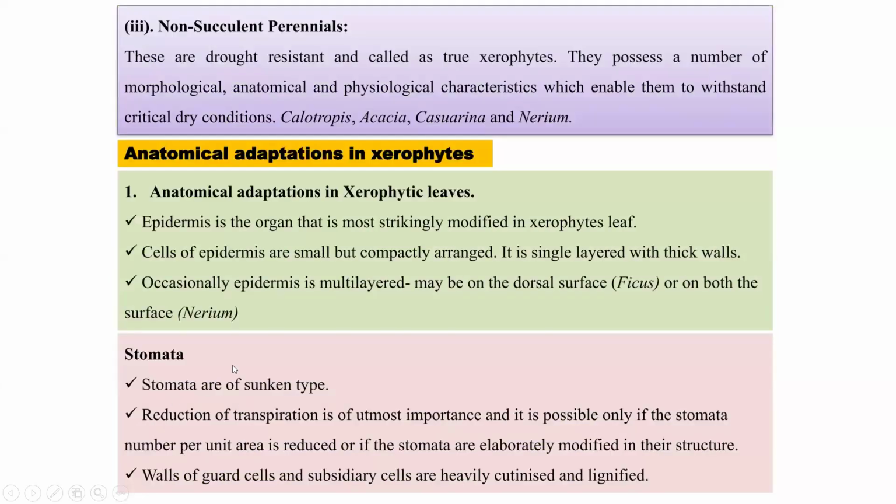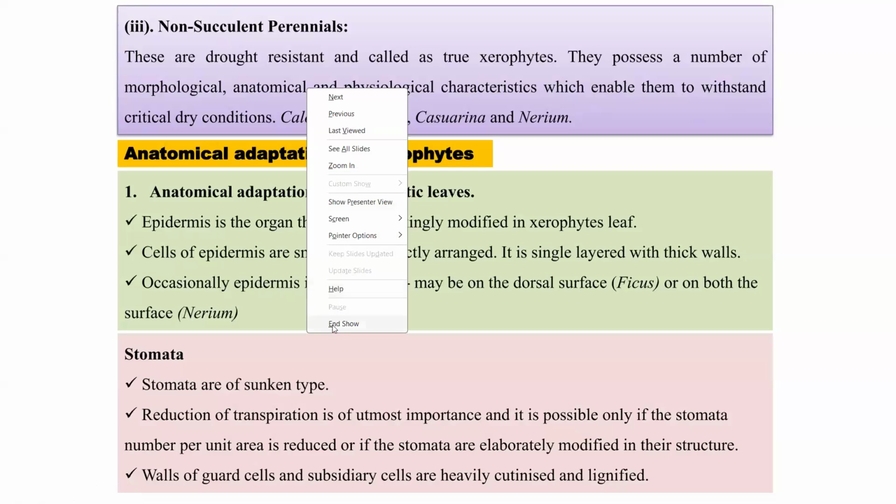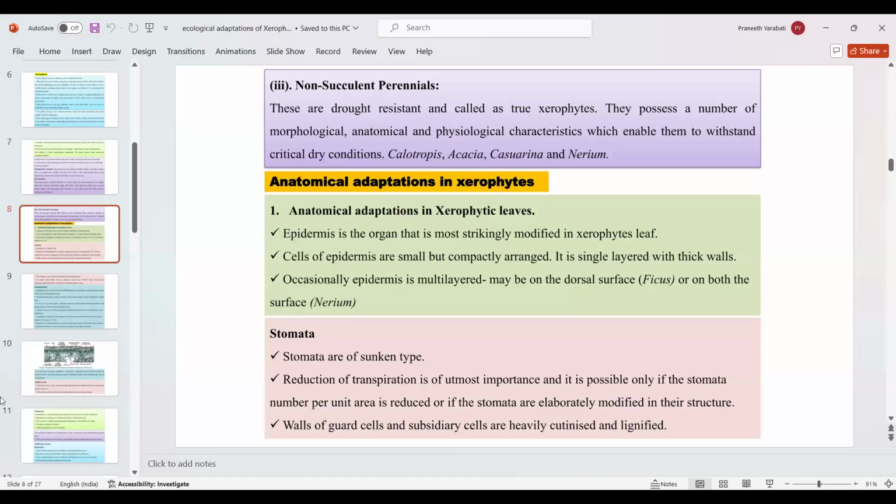So next one is a non-succulent perennial. These are the drought resistant plants, called the true xerophytes. They possess a number of morphological, anatomical, and physiological characters, which enable them to withstand critical dry conditions. Examples for these non-succulent perennials are Calotropis, Acacia, Casuarina and Nerium.